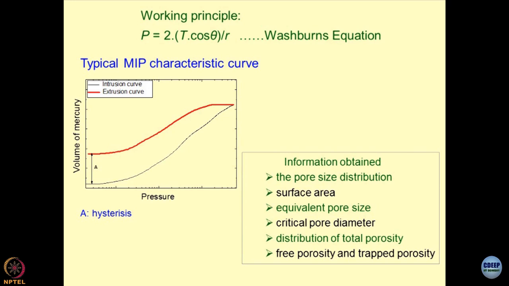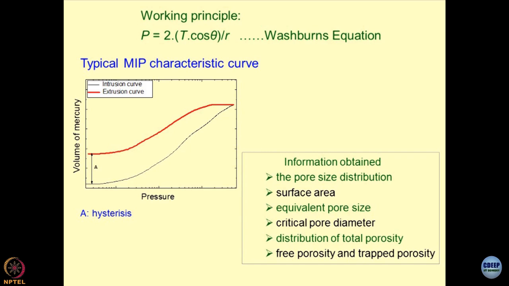This is how a typical curve looks, and I think it becomes very important for all the scientists and the researchers who are working in the field of mercury intrusion porosimetry to understand how to analyze the MIP curve. We have two types of tests which have to be analyzed under the head of MIP. The first one is the intrusion curve.